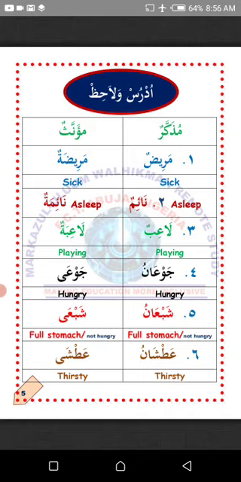Number six: Atashan, thirsty, to be hungry for water. Atisha is for a female. Atisha, thirsty, which means to be hungry for water. To be hungry for food is jaw'an, but to be hungry for water is atashan.